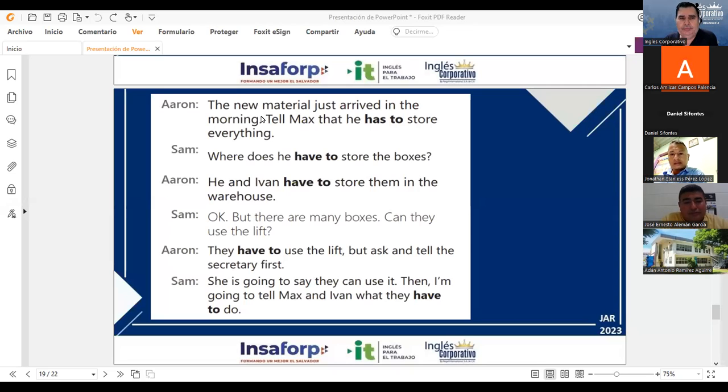Okay, but there are many boxes. Can they use the lift? They have to use the lift, but ask and tell the secretary first. She's going to say they can use it. Then I'm going to tell Max and Ivan what they have to do. Okay, thanks. Good job, excellent.